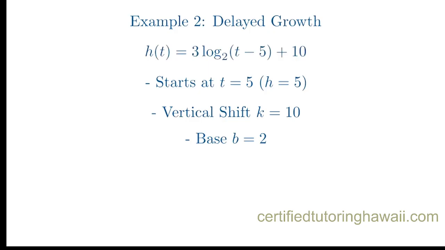The k of 10 is a vertical shift up, meaning the initial height at t equals 5 is 10 units. The b of 2 and a of 3 define the rate and amount of logarithmic growth after the delay. By transforming the parent function, we can capture complex real-world situations like this. What if you have a lot of data points, not just 2, and you're not sure how they're related? This is where technology becomes incredibly useful.